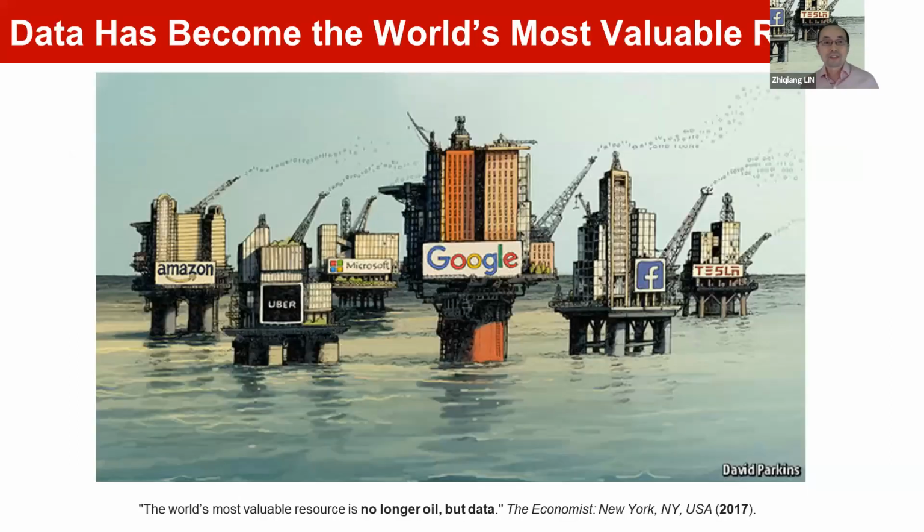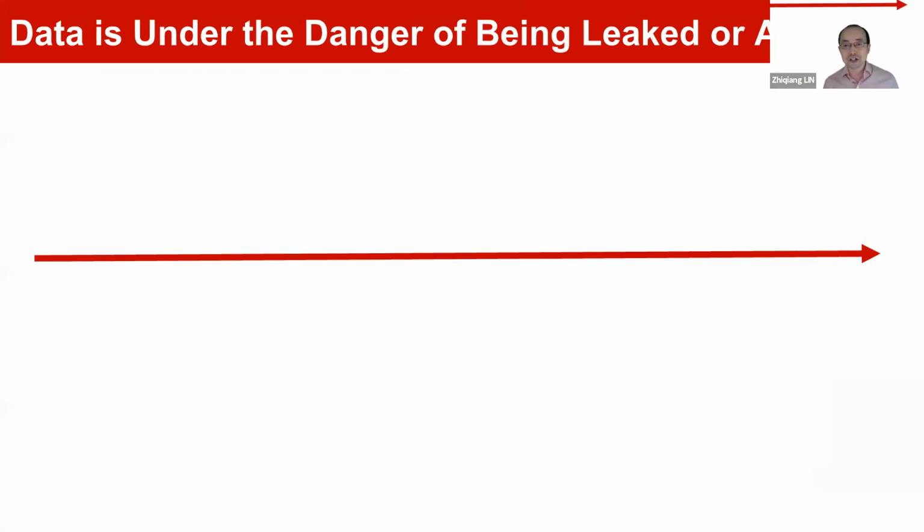We're in the era of data economy. Data has become the world's most valuable resource, like oil used to be. In particular, data is the lifeblood of AI and is the key element that makes our AI so powerful. Without data, you cannot use facial recognition to unlock your phone or use a virtual voice assistant to control your IoT devices. However, data is also in danger of being leaked or abused.